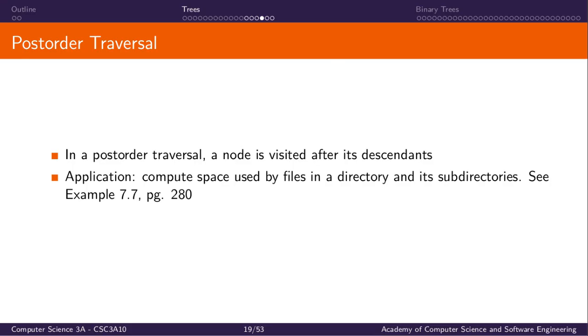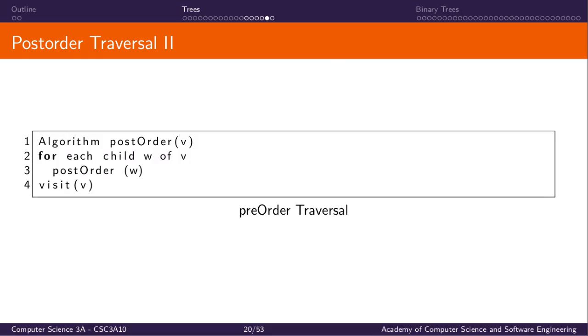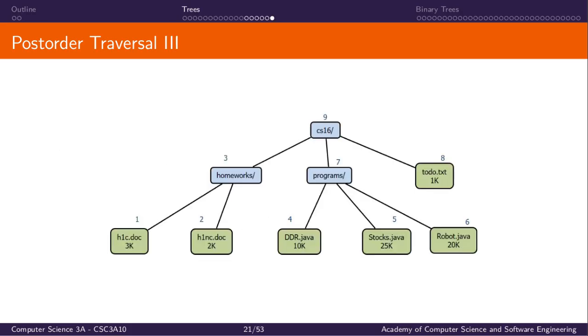Let's look at how we'd actually do a post-order traversal, independent of application. The algorithm looks very close to what we had for pre-order traversal, but note, the recursive call of post-order on W, so post-order on each of the children of V, is done before the visit to V. Right? So we visit V after we've called post-order on each of its children, which means that we'll actually visit all of the descendants before we visit V.